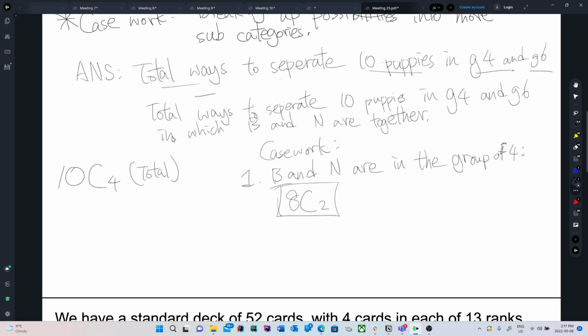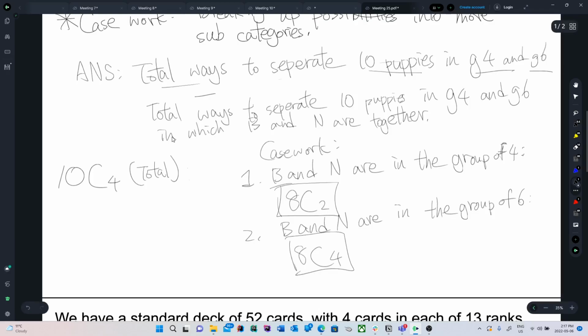So that's going to be the number of possibilities we have when B and N are in the group of 4. And similarly, we want to calculate the possibility that B and N are in the group of 6. What we do here is the same thing. There's 8 remaining dogs, and we need to choose 4 other dogs to put in the larger group to be with Bitter and Nipper.